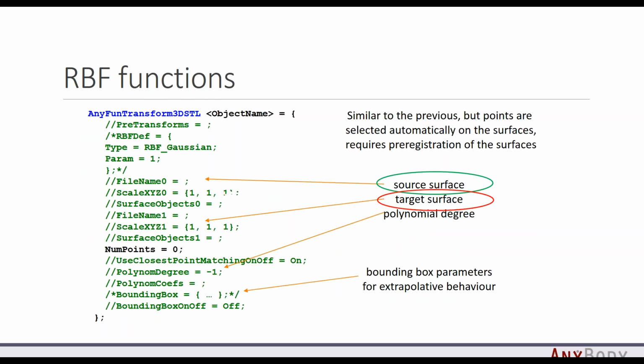We also have a variation of an RBF function that uses 2 STL surfaces, and it uses these STL surfaces to find the corresponding set of landmarks automatically, but it requires these surfaces to be pre-registered to each other using a pipeline of transformations. And again, you only need to provide the source and the target surface and the polynomial degree.